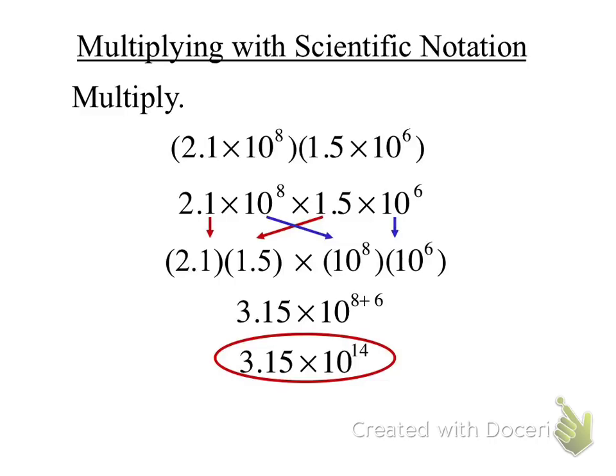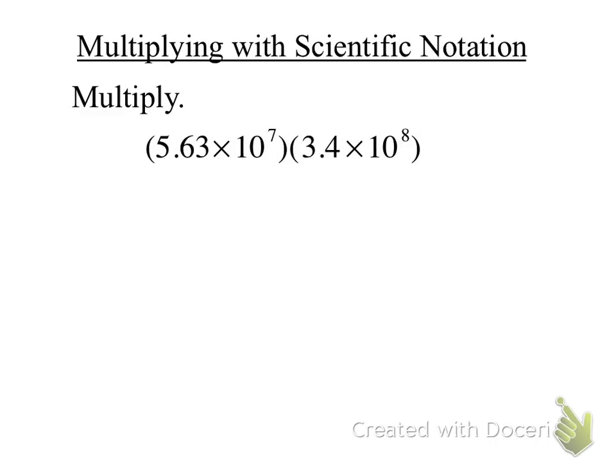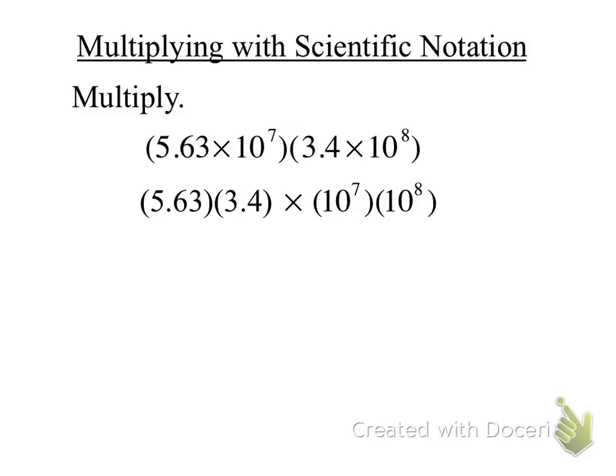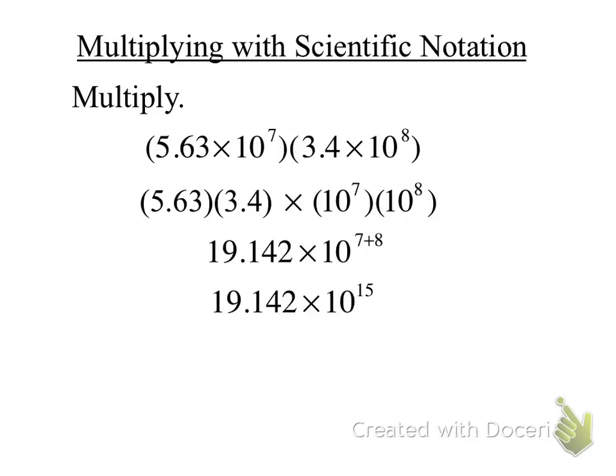Okay? All right, now you pause and try the next one. Okay, let's check our work. When I multiply, I'm multiplying 5.63 times 3.4 and 10 to the 7th times 10 to the 8th. When I multiply it out, we get this.